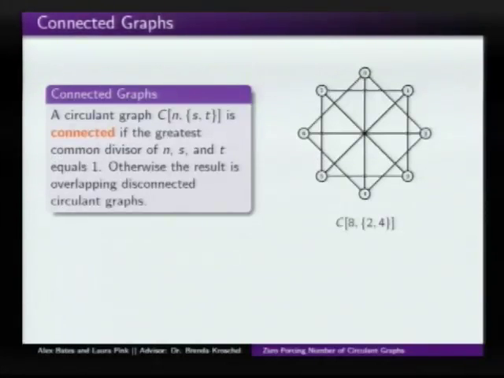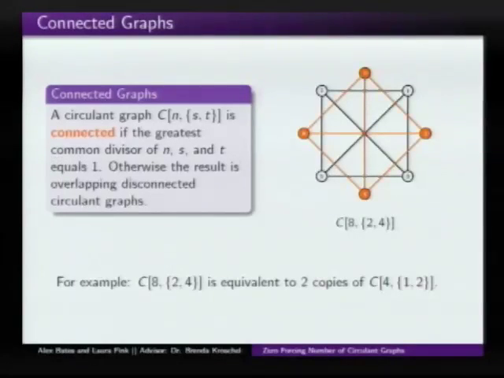What we mean by that is, say we have this graph, 8, 2, 4. What we noticed is this is actually 2 copies of the graph 4, 1, 2. So if we were to look at the zero forcing number of 8, 2, 4, we would actually be looking at 2 times the zero forcing number of 4, 1, 2. So we had to take those ones out of what we were looking at.